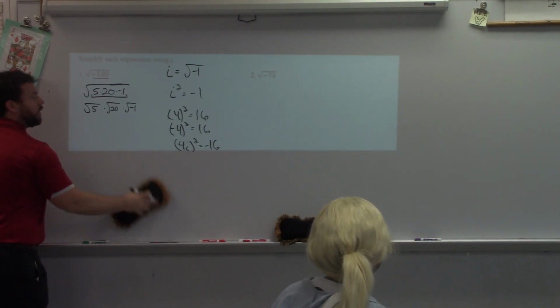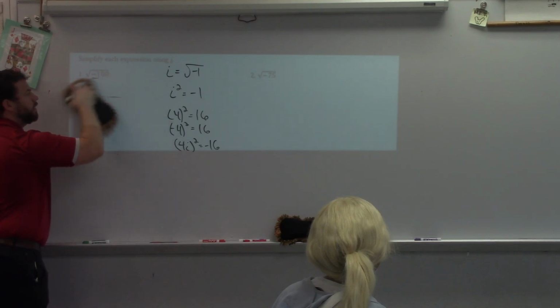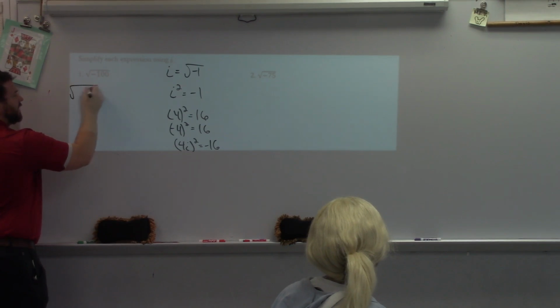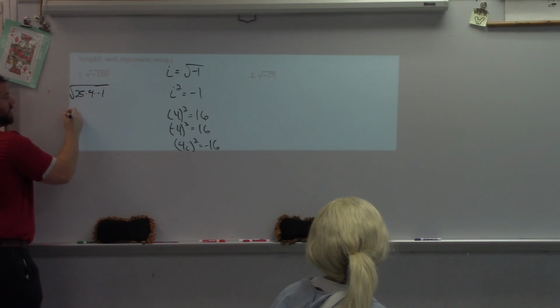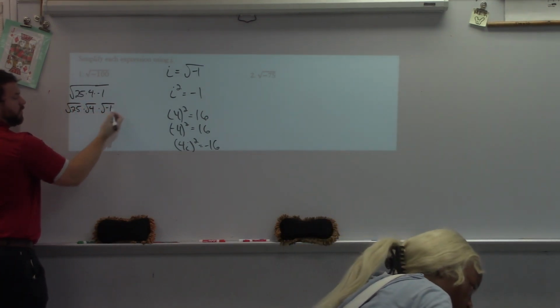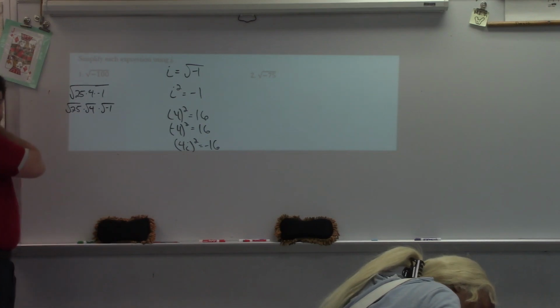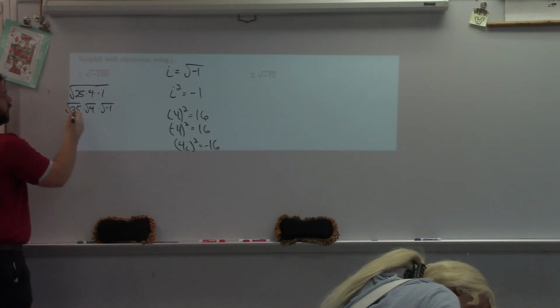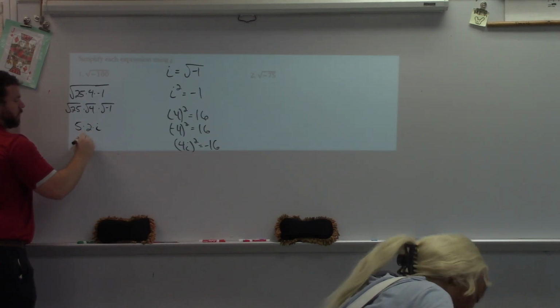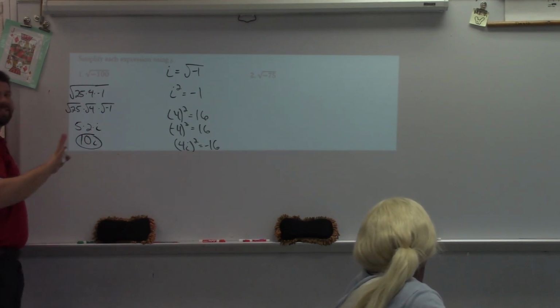Does anyone know a couple other factors that would have been really good here? 25, 4. Okay, that can work. Say it like that. So square root of 25 times the square root of 4 times the square root of -1. By the way, you don't have to have done it this way. I'll show an alternate path in a second. What's square root of 25? 5. Square root of 4? 2. Square root of -1? i. So 10i.